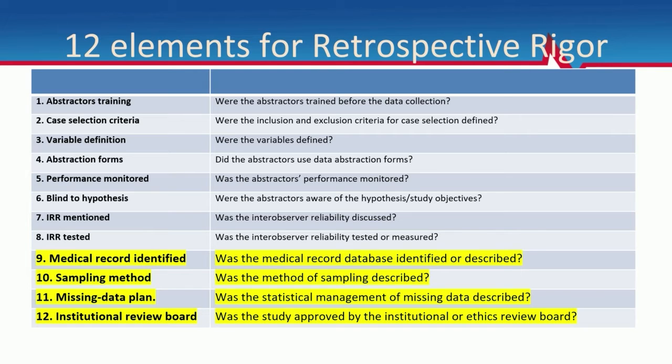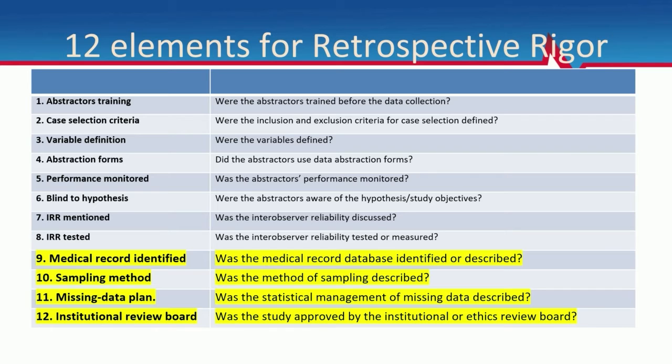Basically, 9, 10, 11, 12 is just describing how you got your medical records, what database you used. Typically, again, it's going to be Cerner or Epic for the most part. What was your method? Is this consecutive? You have to say the dates. Is this random sampling or not?